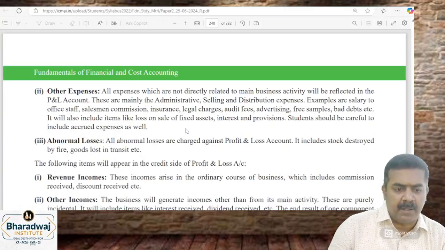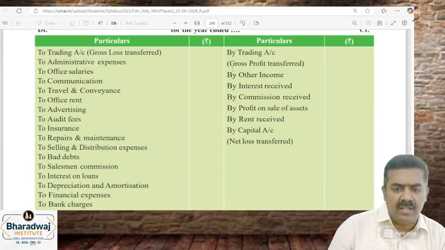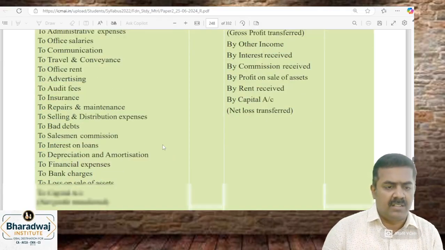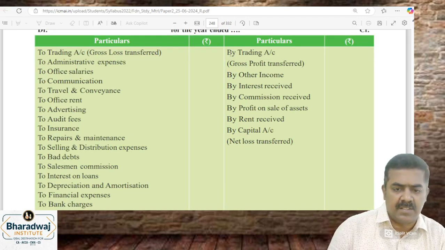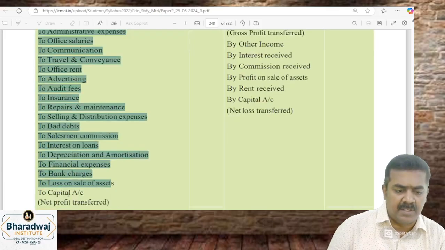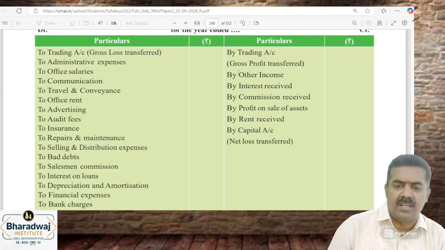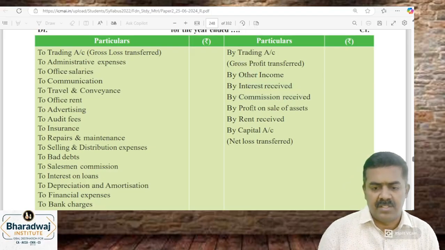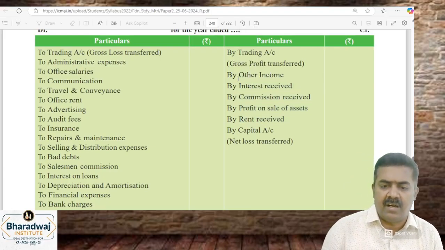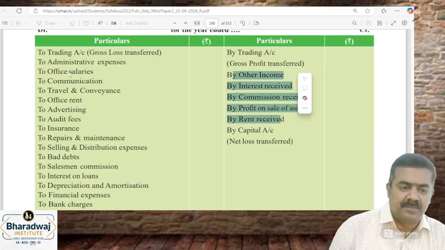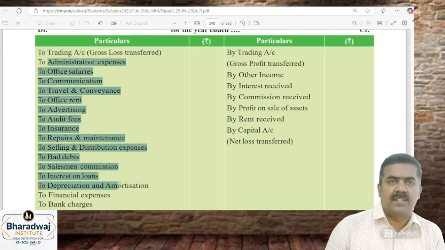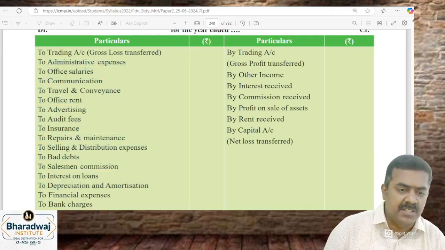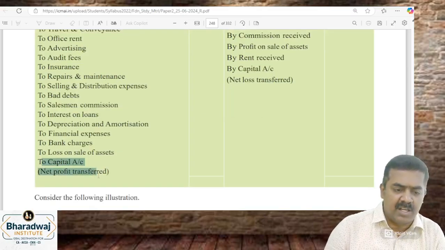Then we prepare the P&L account, where we record all the other incomes and all the other indirect expenses. We charge all the indirect expenses and we get the balance. What do you mean by all the other income? Anything that is not related to your main business activity: interest received, commission received, profit on sale of asset, rent received. All these are not your main business income. Then all indirect expenses other than those related to the trading account, we charge in the P&L account. Then the balance we transfer to which account?